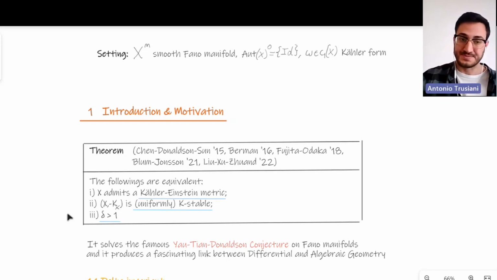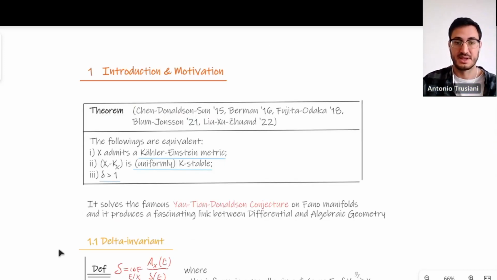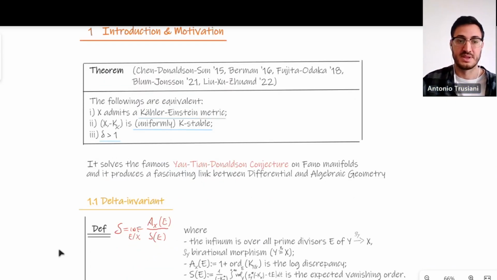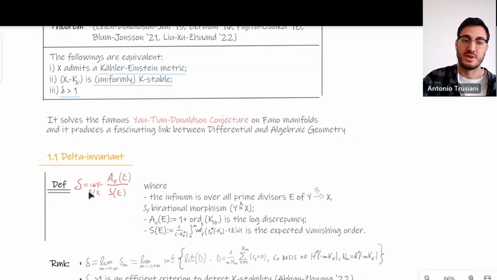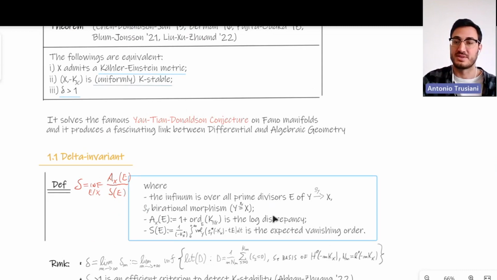Okay, so let me first introduce this delta invariant. That is the easiest one to understand, to catch. Okay, so it is defined in this way. It is the infimum over all prime divisors of all varieties that are above X. So you consider any Y that is smooth that dominates X through a birational morphism.